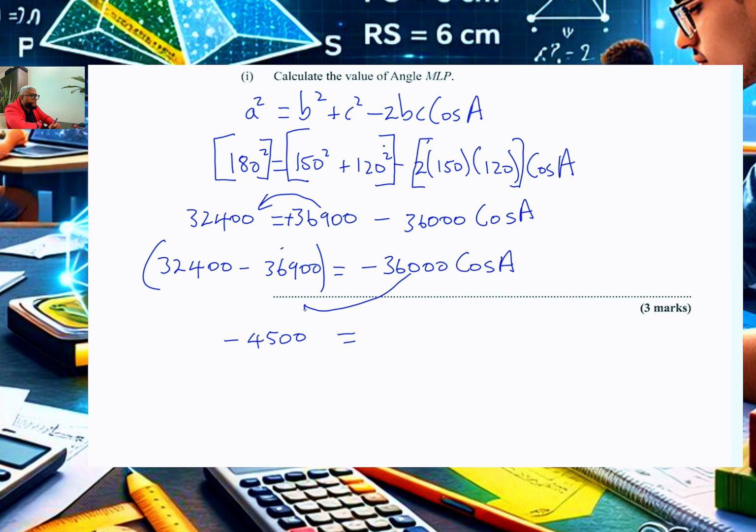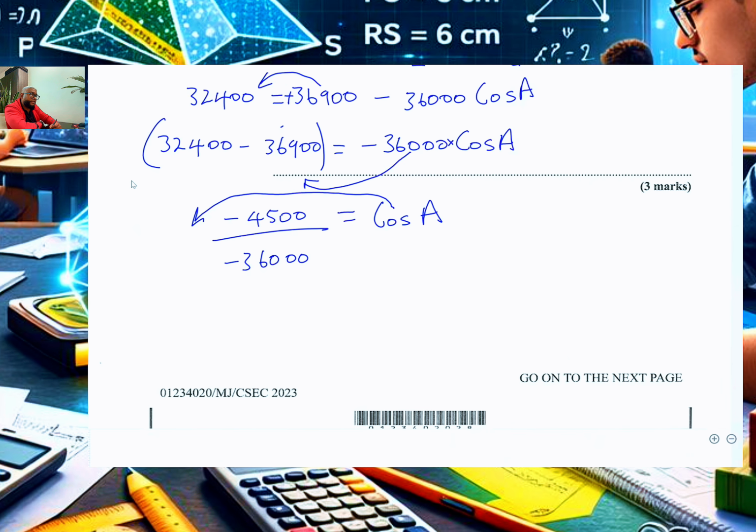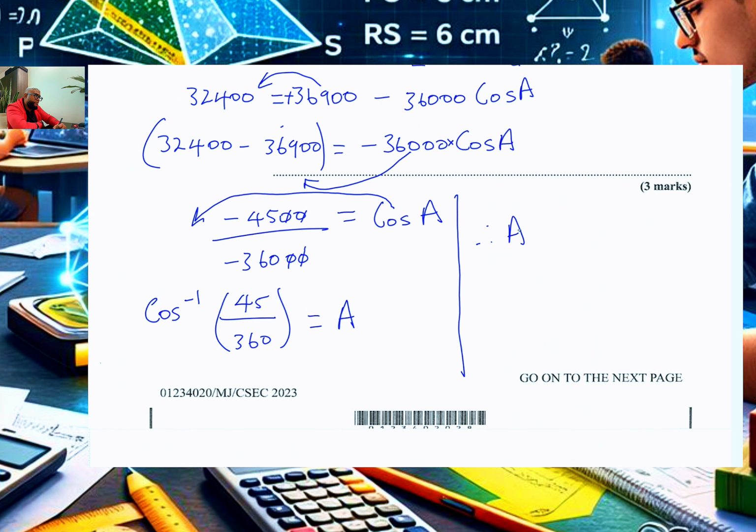Let's bring this here now. What do we do with it when we bring it here? Multiplication is understood here. The opposite of multiply is divide, so negative 4,500 over negative 36,000 is equal to cos of capital E, alright? So at this last point, we want to carry the cos here, do the opposite of cos, which will be the inverse of cos. So cos negative 1 of, let me cancel some zeros here now. Negative divided by negative is a positive. I'm simply going to put 45 over 360. And this will be equal to capital E. Let's work. Therefore, A will be equal to what?